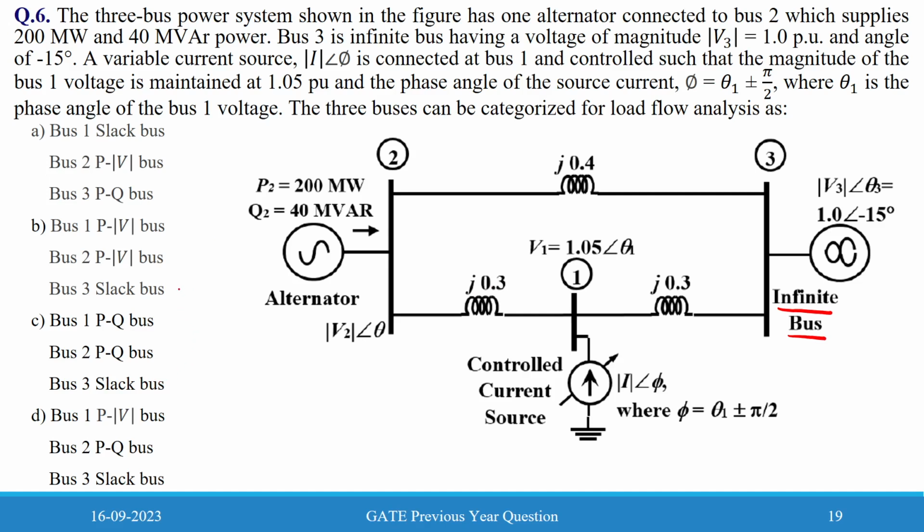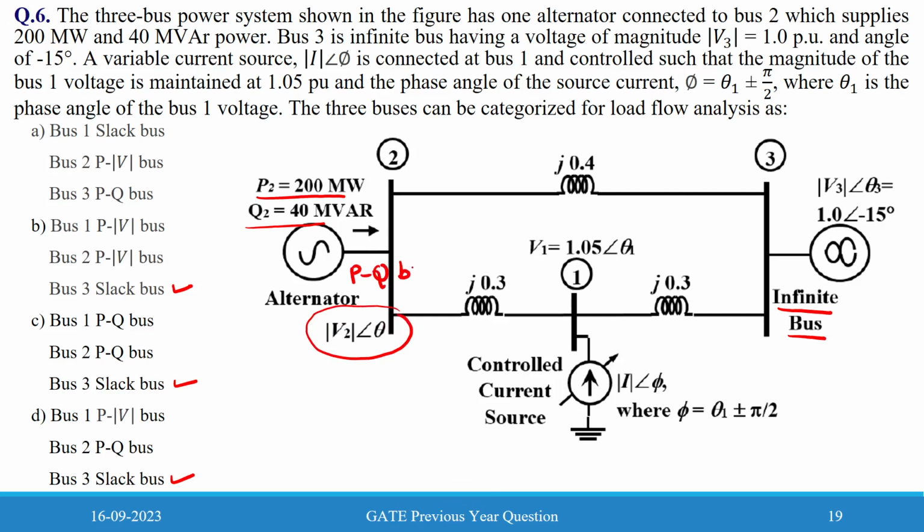Bus 3 is slack bus because it has voltage as well as angle. Correct. And bus 2 is PV bus? Bus 2 is PV because the generator is there in this bus. No, it is incorrect. Bus 2, here what values are given? Generator is connected, but what values are specified, you need to see that. So here P2 and Q2 are specified, and these are unknown. So this is PQ bus.